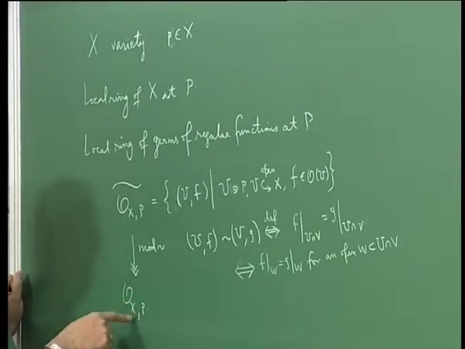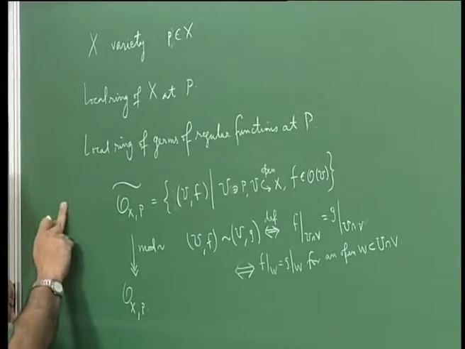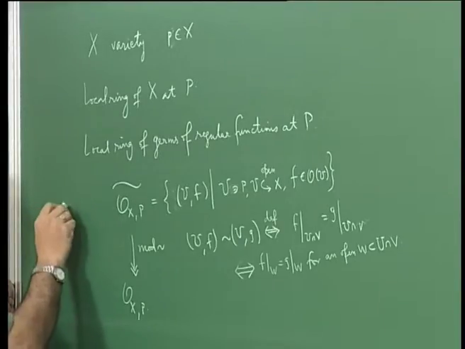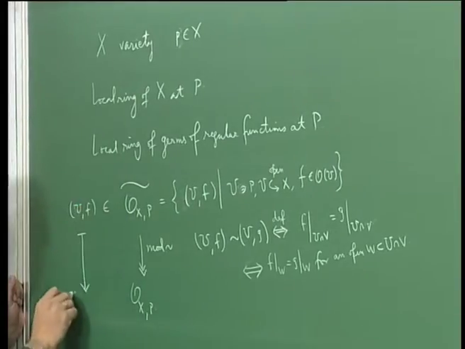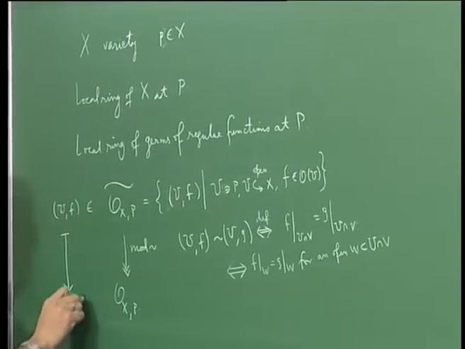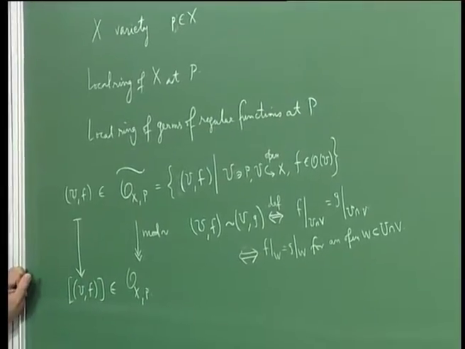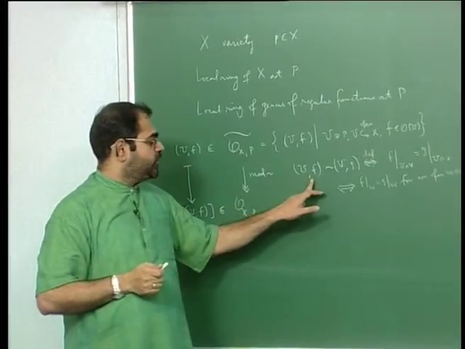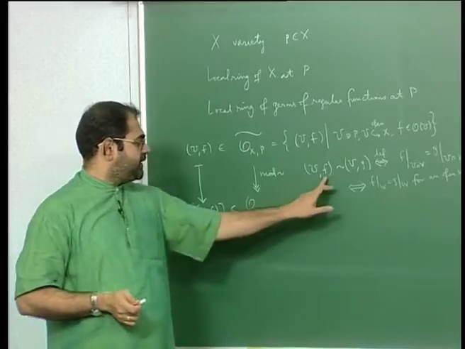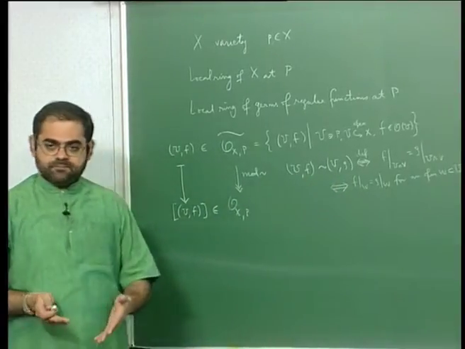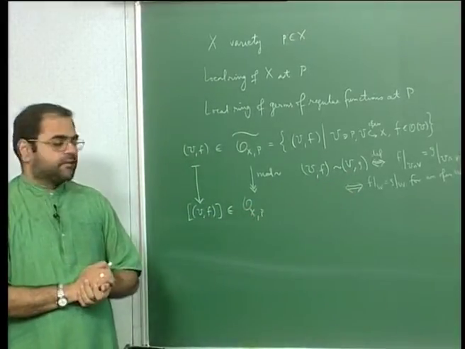So this is a local ring, and if you start with an element here (U, f), its image here is written with a square bracket and it is called the germ of the function f. Whenever a pair (U, f) is equivalent to a pair (V, g), then in the local ring they will give rise to the same germ. The germ of f and the germ of g will be one and the same.